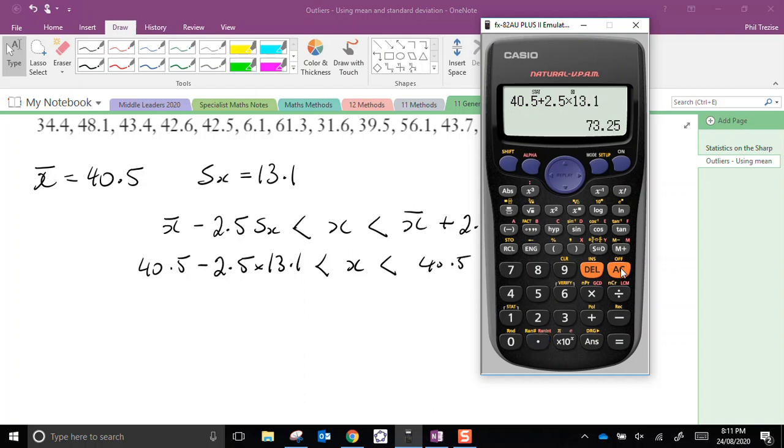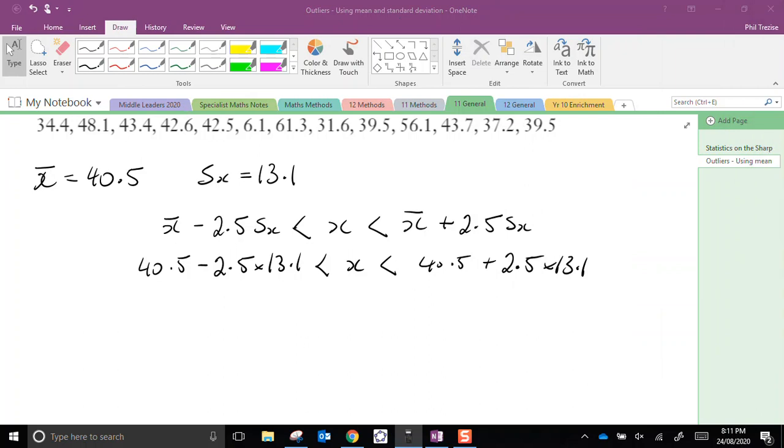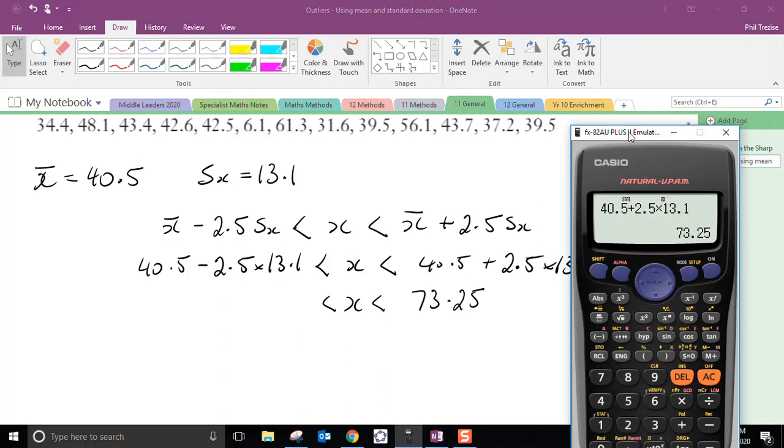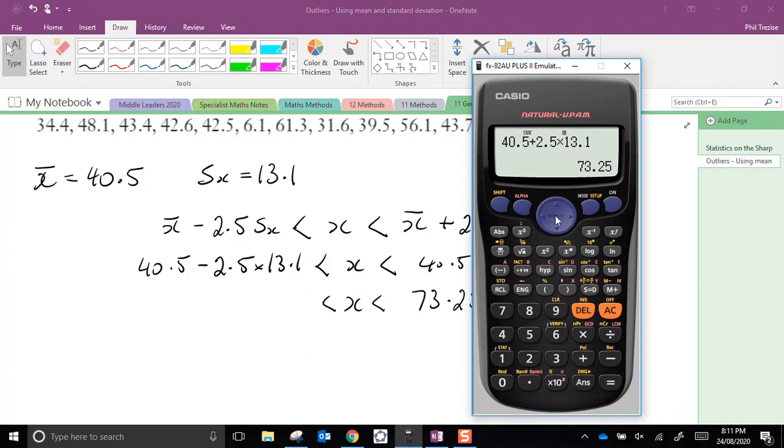So that one is 73.25. That's the upper value, the upper limit, 73.25. And now for the lower limit. So I can use the replay button on the calculator and just change that to subtract. 7.75.